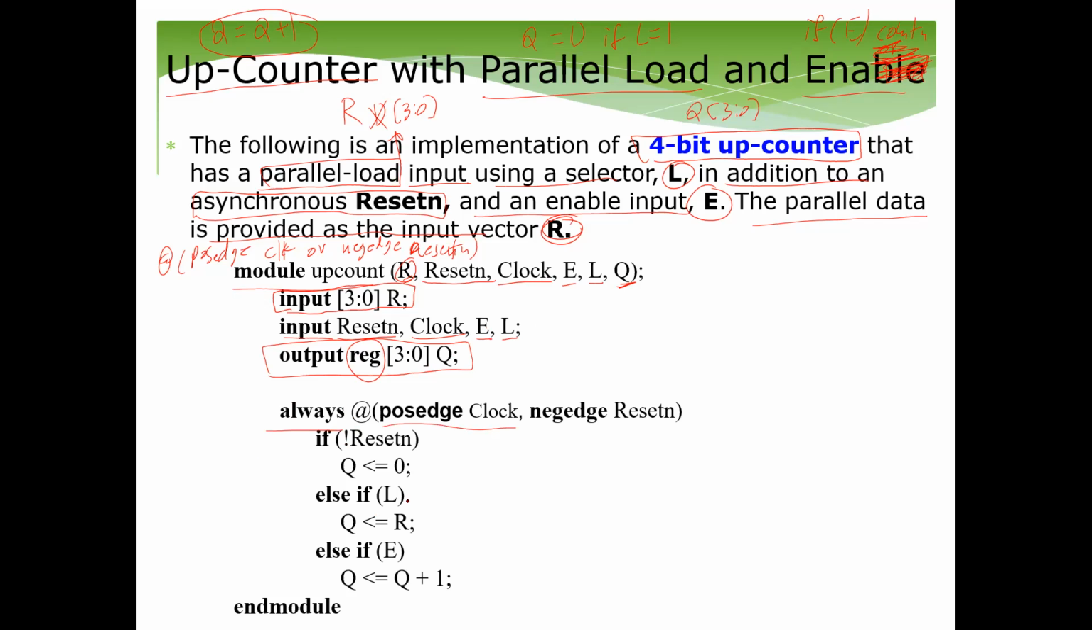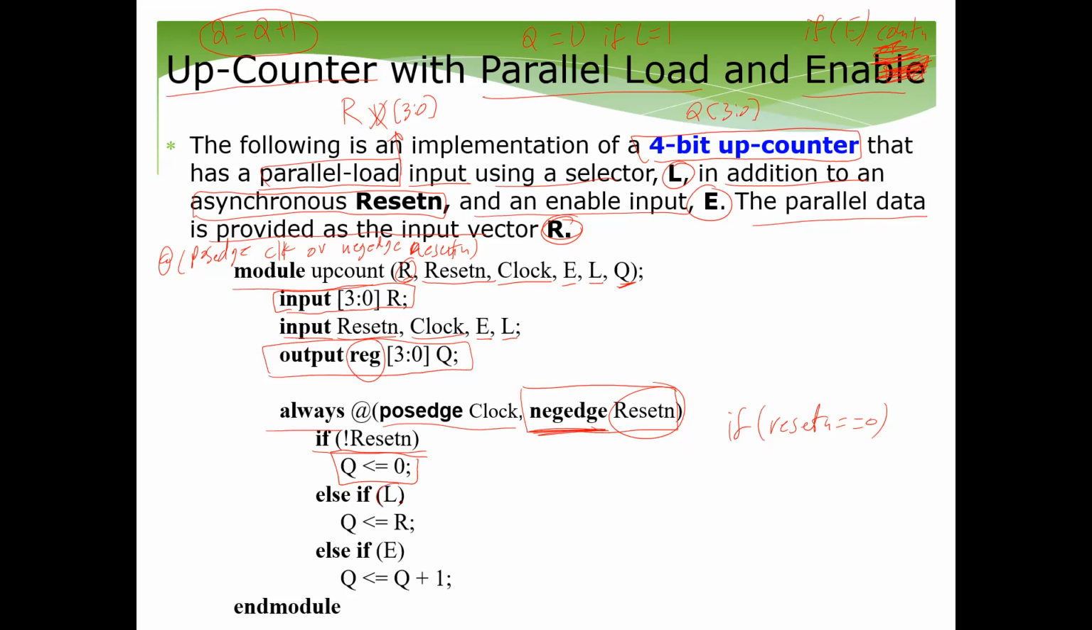Always add positive edge of clock. Add this if the reset is asynchronous. If it's active low, then declare it as negative edge. So first check for the reset N. If not reset N, this is equivalent to if reset N is equal to 0. That's going to be the same. So if I'm resetting, Q is equal to 0.